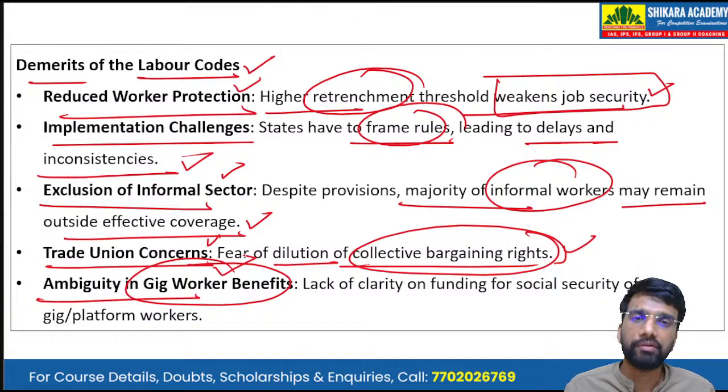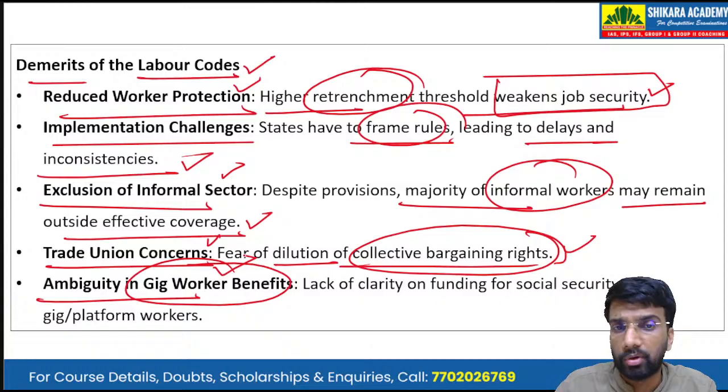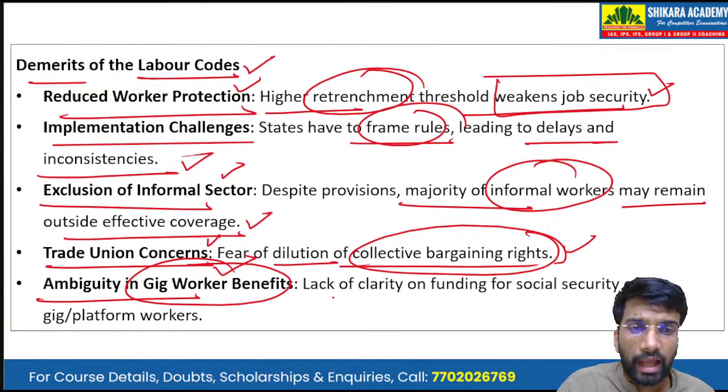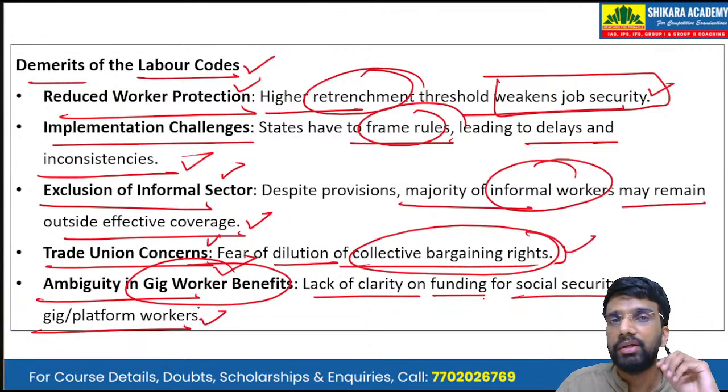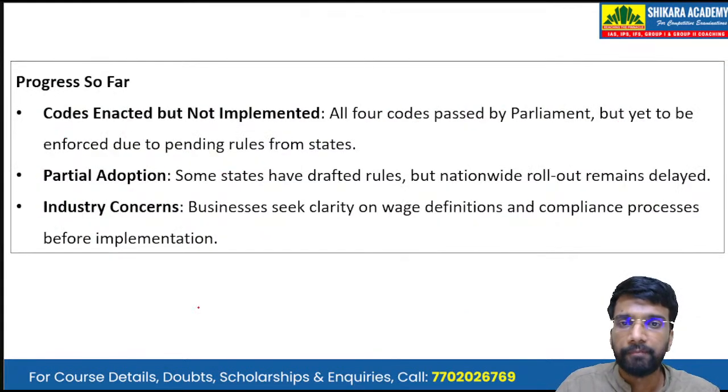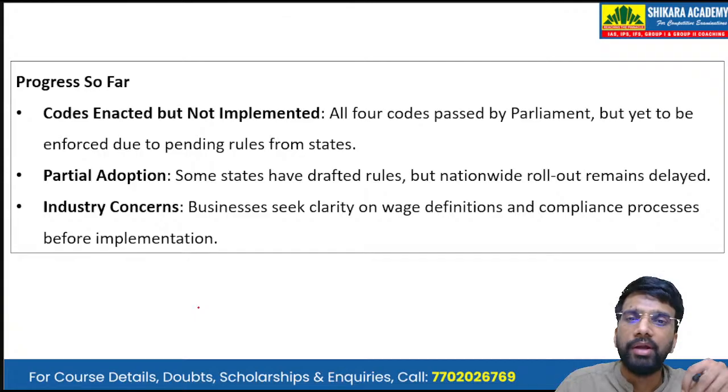Finally, there is the ambiguity in gig worker benefits. Now, gig workers is one thing UPSC has been asking repeated questions about. So, the lack of clarity on funding and social security of gig and platform workers is another demerit of the labor codes. Now, what progress have we made till now?